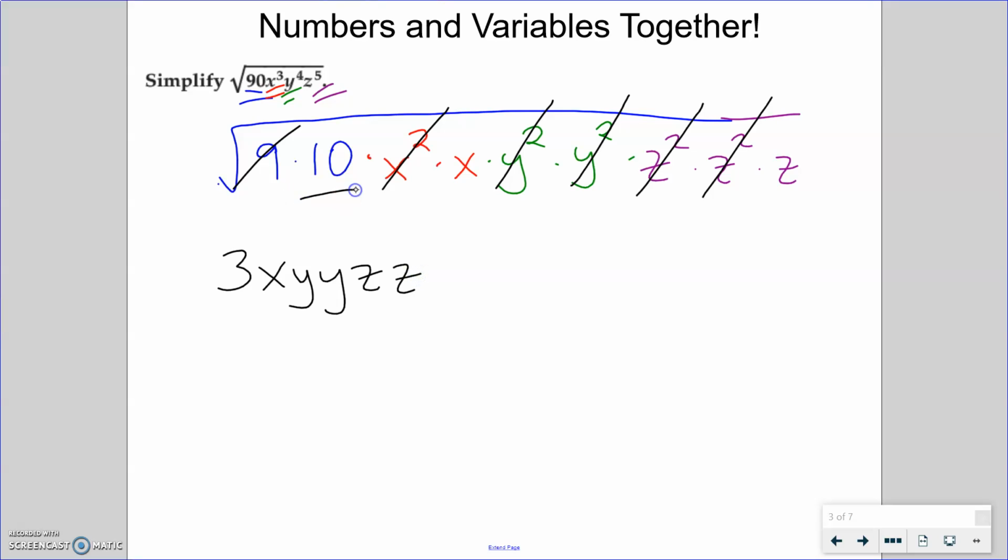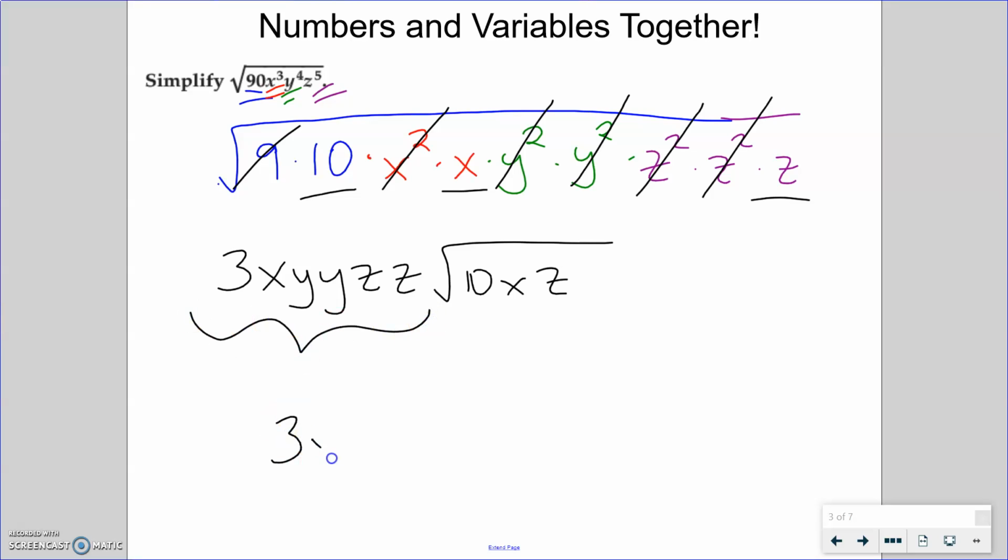So then what we do is we take all the stuff that's left over and we keep it trapped inside of that radical. The last thing I want to do is reduce that, make that look a little nicer. So I'm going to make that 3xy squared z squared with the 10xz inside.